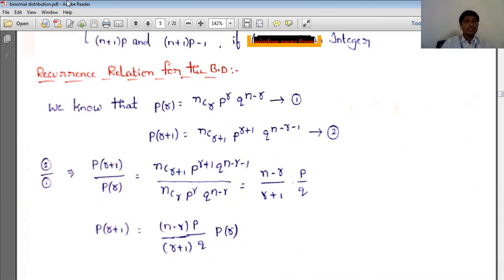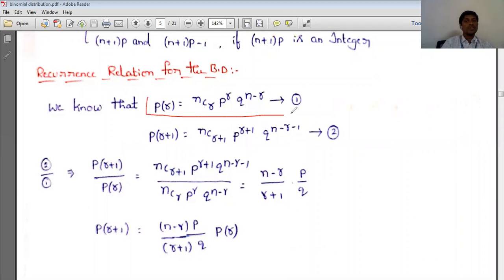We already know that P of r. But before that, what is meant by a recurrence relation? A recurrence relation is a relation which is useful to find higher values, for different values of r. Suppose we can calculate P of 0, P of 1, P of 2, we know that. By taking those values, we can calculate a number of values. That's why we call this the recurrence relation for the binomial distribution.